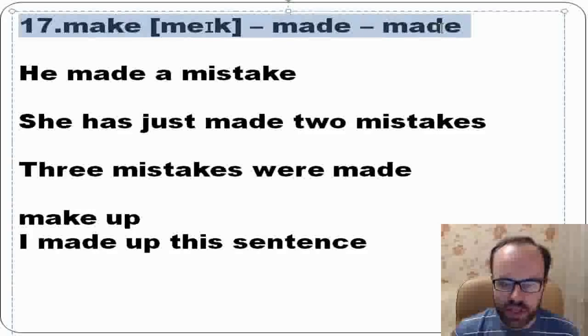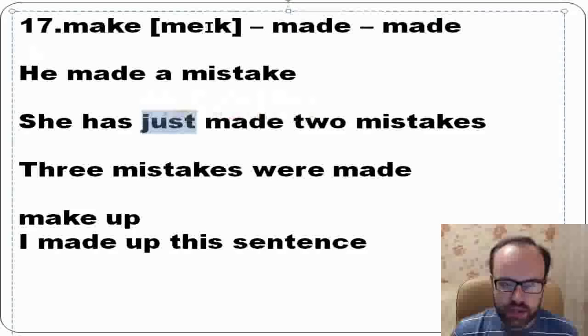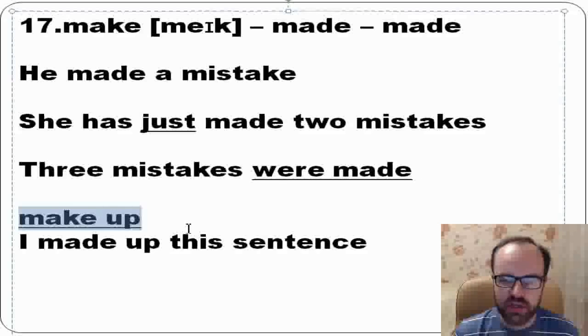Okay, make. He made a mistake. She has just made 2 mistakes. 3 mistakes were made. So it's passive voice in past simple. And make up. So I made up this sentence. So I built this sentence. I constructed it. So it has this meaning.